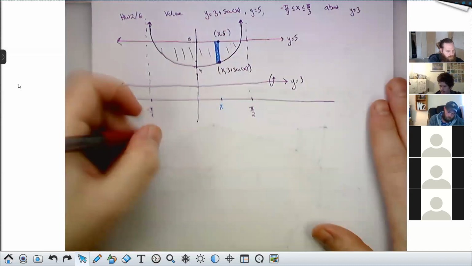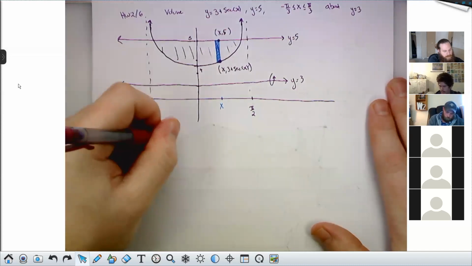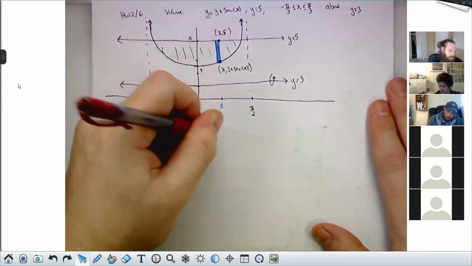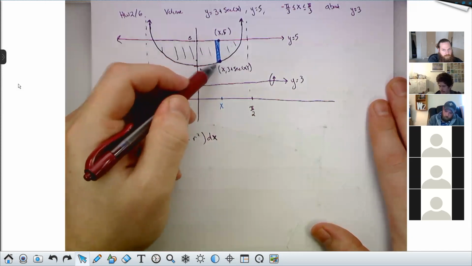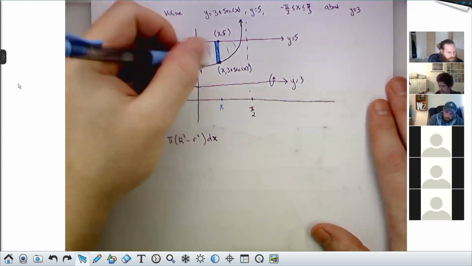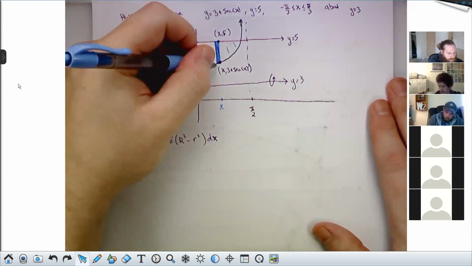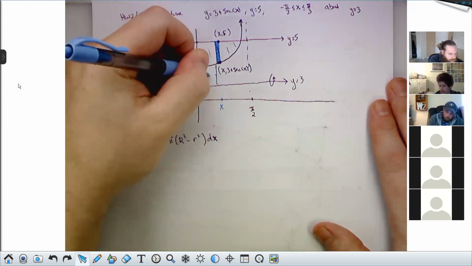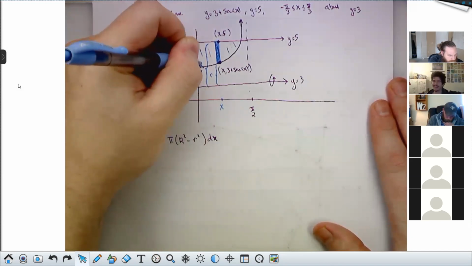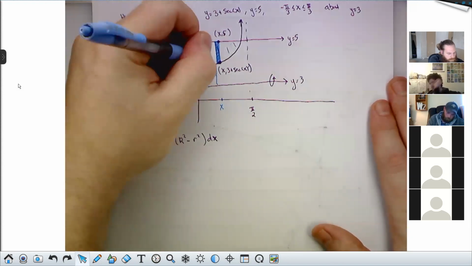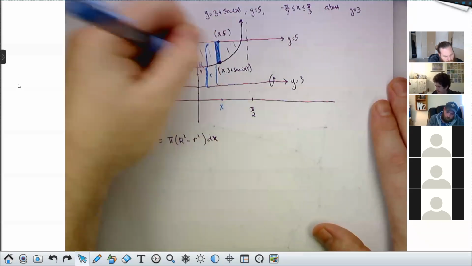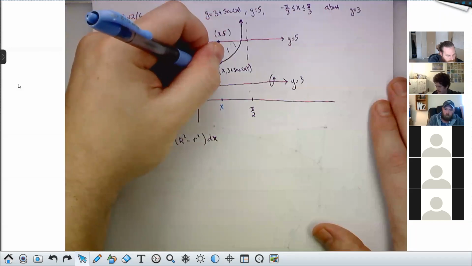So here's the picture we need to set up the volume problem in question. dV, as always, for the disk washer method is pi times big R squared minus little r squared. And in this case, the differential is dx because my strip has a little x thickness. Big R and little r are the distance from the near end of the strip to the axis of rotation. That's little r. And the distance from the far end of the strip to the axis of rotation, that's big R. So I've sketched these in. Here's big R, and here is little r.